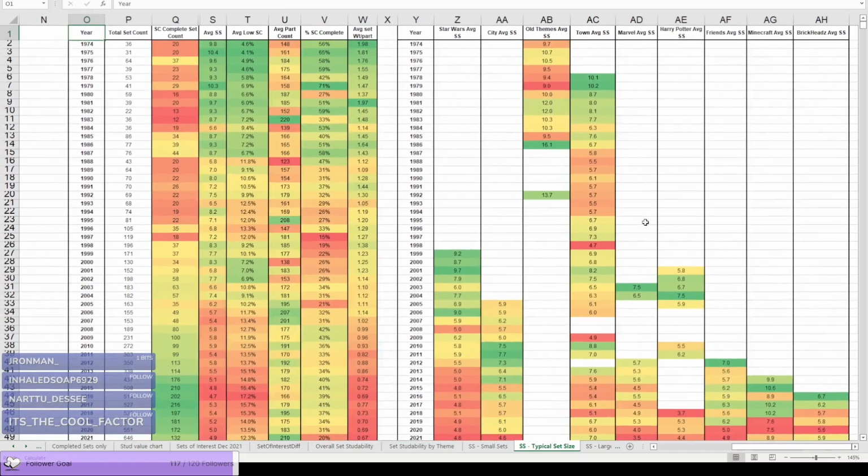I don't think I can zoom in too much more. Let me do this. View. Freeze top row.